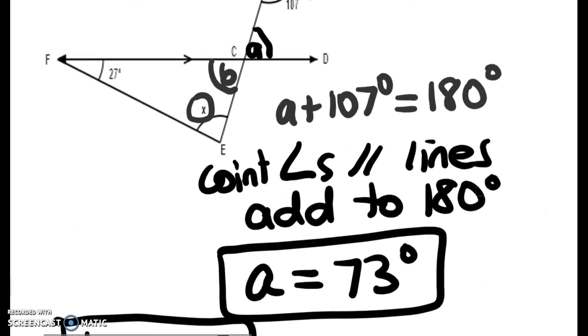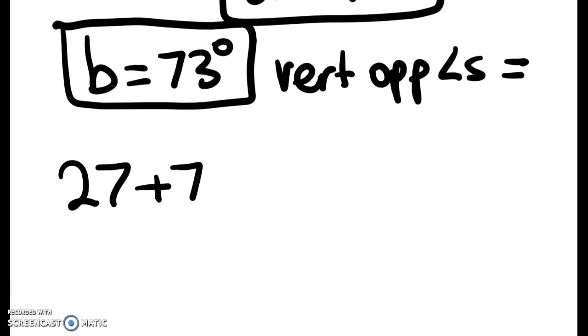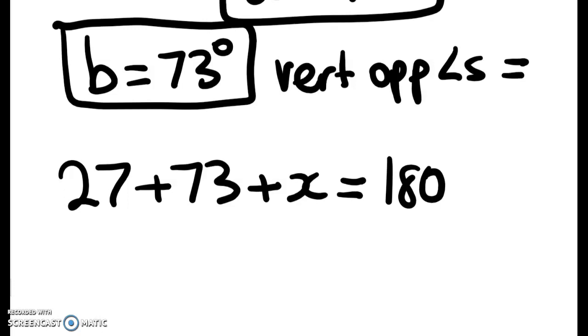What's left? X. And for X, we're going to use the angles in a triangle. 27 plus 73 plus X is equal to 180 degrees.